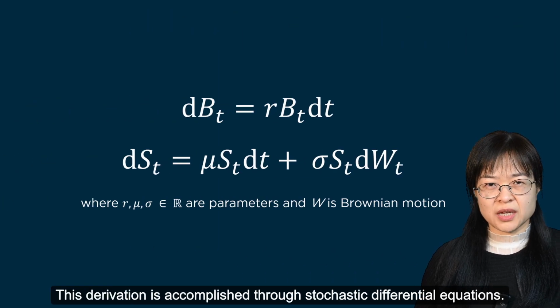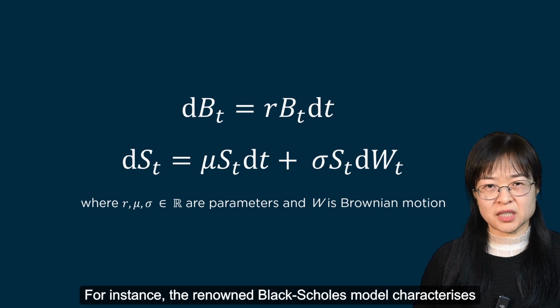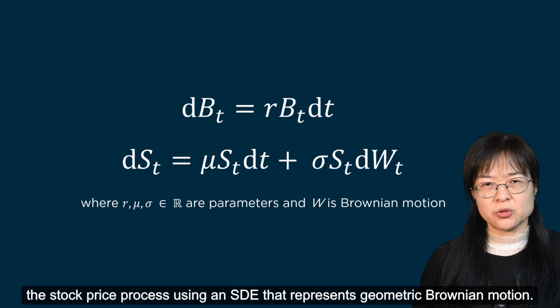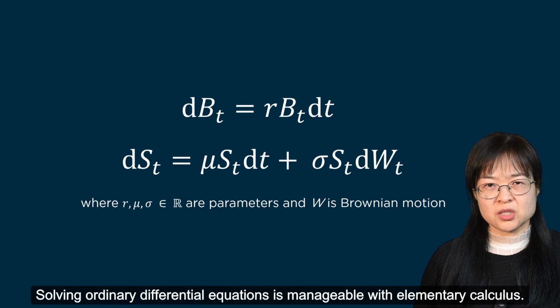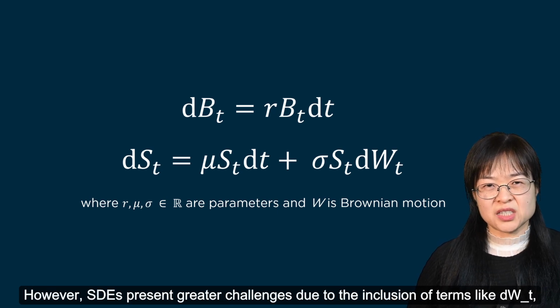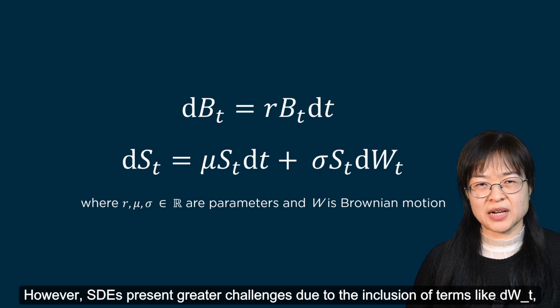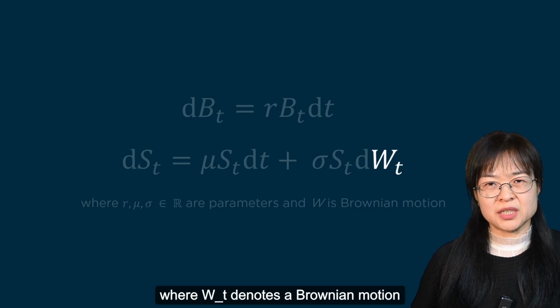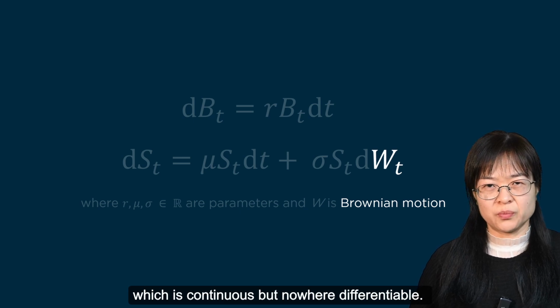This derivation is accomplished through stochastic differential equations. For instance, the renowned Black-Scholes model characterizes the stock price process using an SDE that represents geometric Brownian motion. Solving an ordinary differential equation is manageable with elementary calculus. However, SDEs present greater challenges due to the inclusion of terms like dWt, where Wt denotes a Brownian motion, which is continuous but nowhere differentiable.